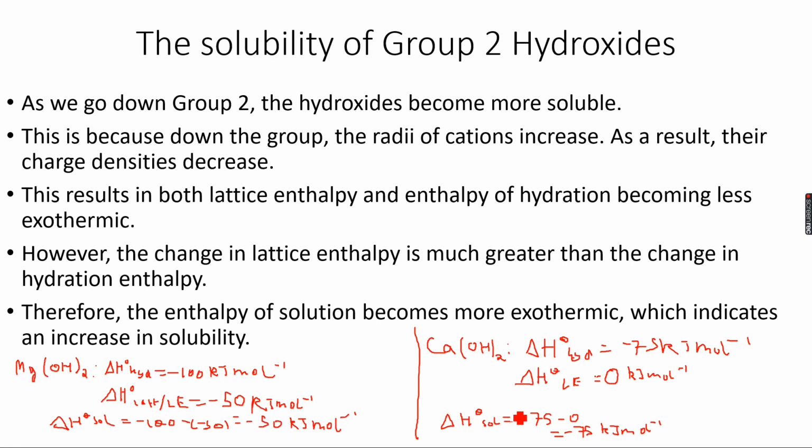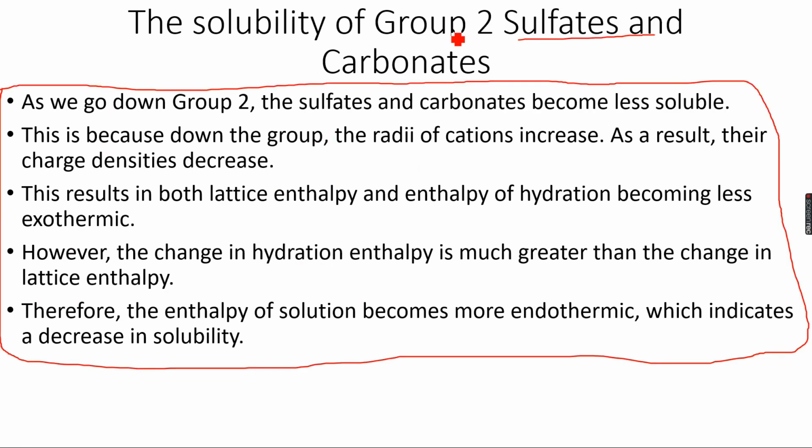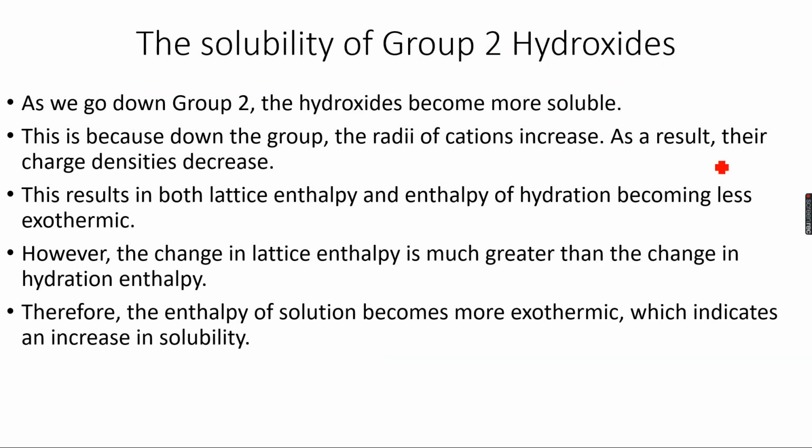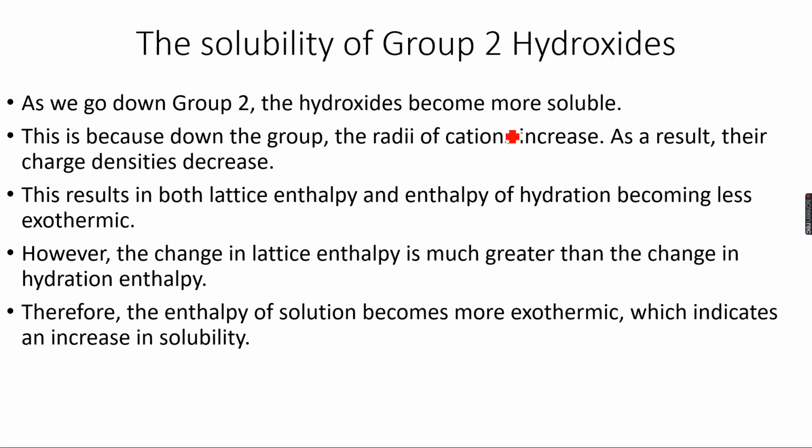So from Mg(OH)2 to Ca(OH)2, the enthalpy of solution has become more exothermic, which proves that the hydroxides become more soluble as we go down the group. So again, this question comes for 3 to 4 marks as well. So you will write all these points in one single paragraph, and you will get the 3 or 4 marks. And you have to know the difference between the solubility of sulfates and carbonates and the solubility of hydroxides. So the sulfates and carbonates become less soluble down the group, the hydroxides become more soluble down the group.